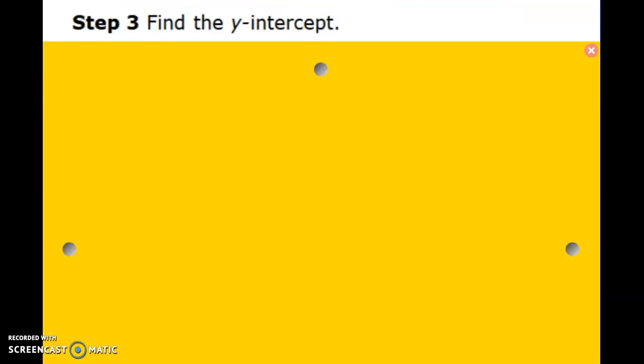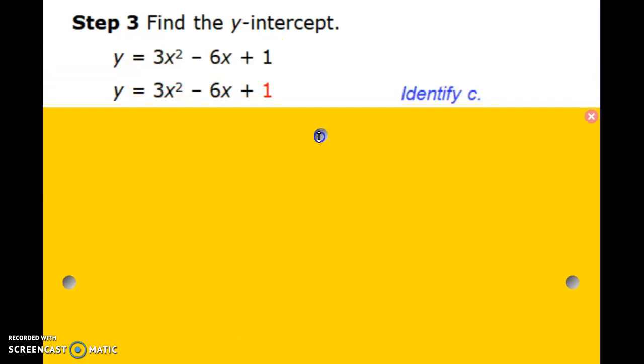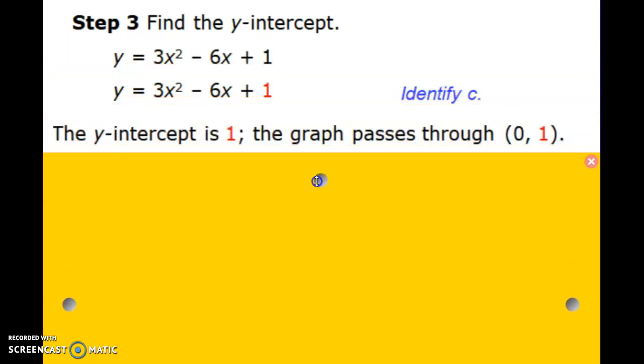Step number 3, we're going to find the y-intercept. Now remember, just like in a linear equation, the constant is the y-intercept. The constant is all that would be left if we substitute 0 in for the x's in the equation. So we'll substitute in 0, and we end up getting 0, 1, because in this equation, 1 is our c.